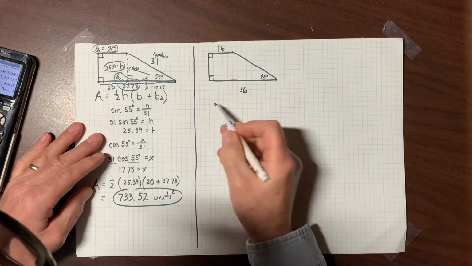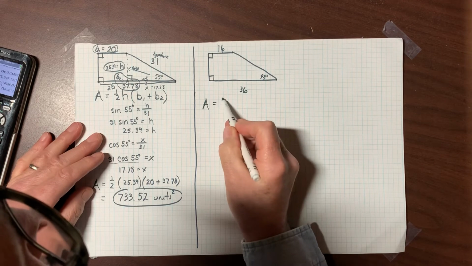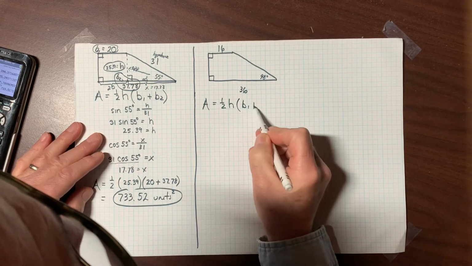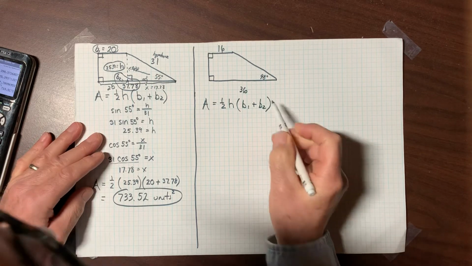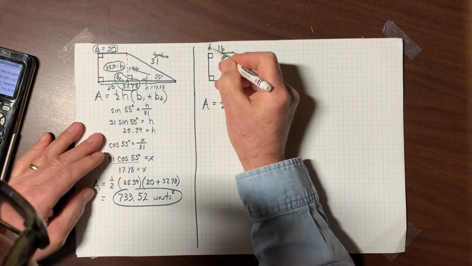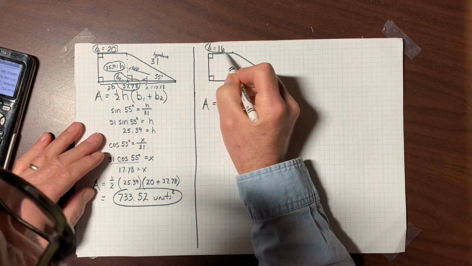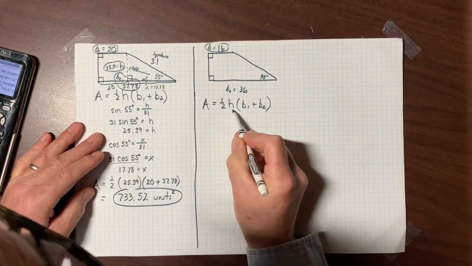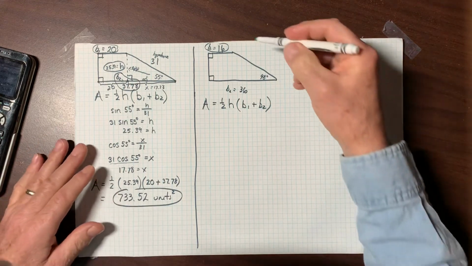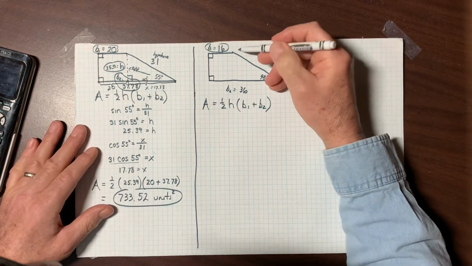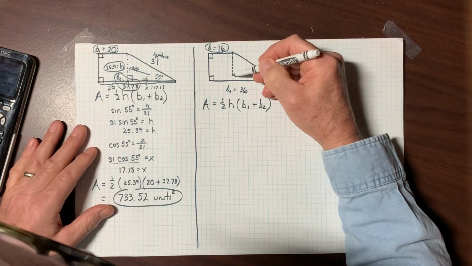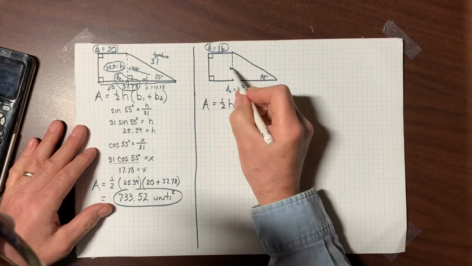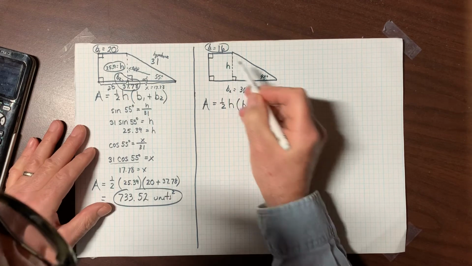So here's my formula. Area equals 1/2 times the height times the sum of the bases, B sub 1 plus B sub 2. I'm giving you B sub 1. I'm giving you B sub 2. But we don't know H. So that's what we've got to do. So here we go. I'm going to drop an altitude down here, and I'm going to have to try to find H.